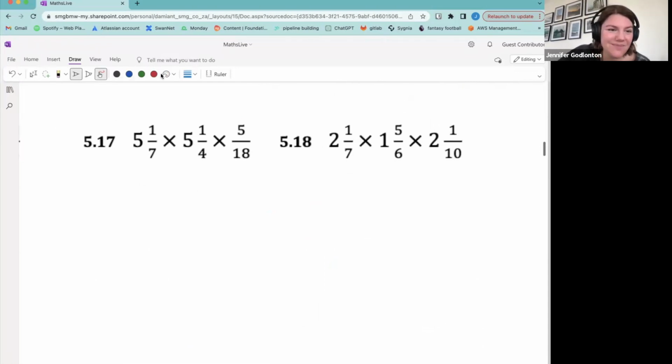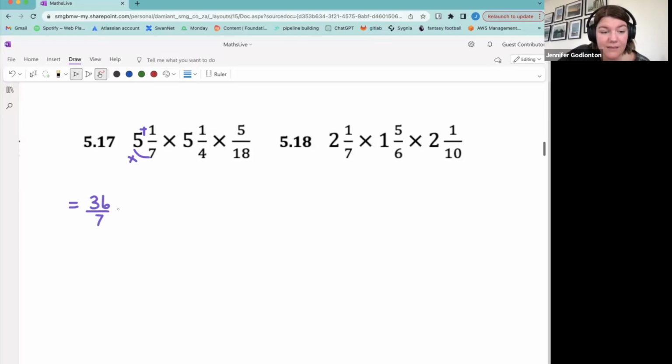Okay. Don't be scared just because there's mixed numbers. Totally fine. So whenever we have mixed numbers in a multiplication sum or in a fraction sum, we want to make them improper fractions. So that's our first go-to. So 7 times 5 is going to give us 35. 35 plus 1 gives us 36. So that's going to become 36 over 7.